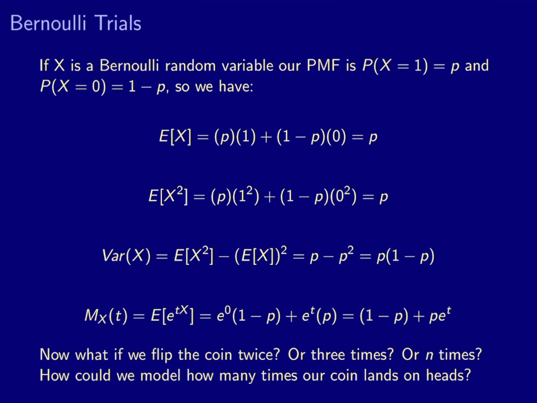Now, our MGF's a bit weirder, but really if you plug in 0 and 1 here, you see that this guy equals 1, and then since we have 1 times t, here we got 0 times t. So this guy equals 1, and then we're done. Now, what if we flip the coin multiple times, let's say n times? How do we model the number of times we get heads? That's where our binomial distribution comes into play.